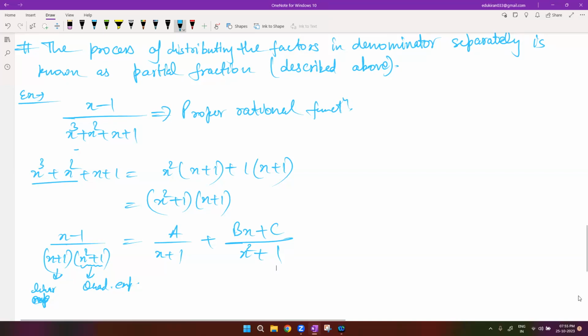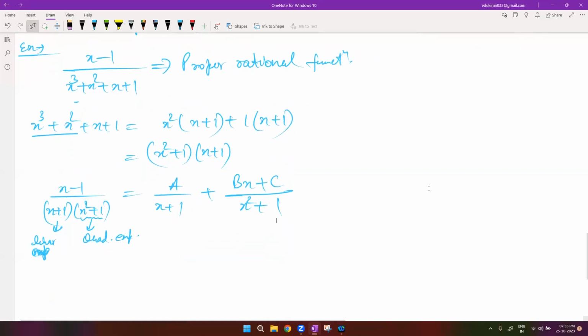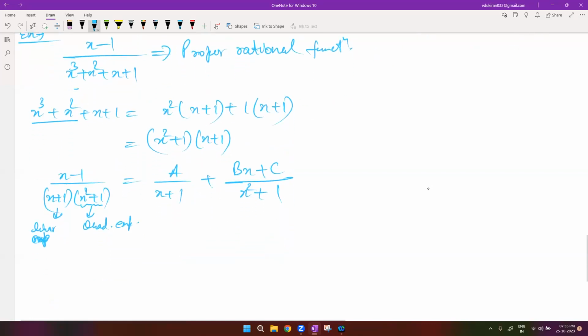Now, how would we do that? Yeah, it's easy. No worries. So how would we do that? Chalo. This is nothing but x minus 1 upon x plus 1 into x square plus 1. We need to find out what? A, B, and C. Okay. So this can be written as a into x square plus 1.